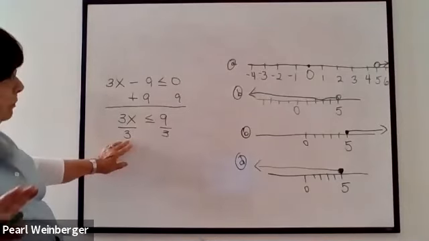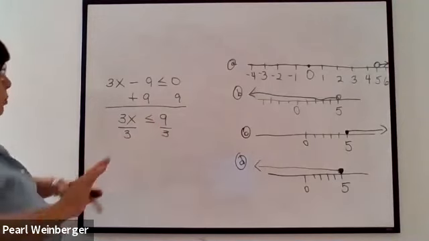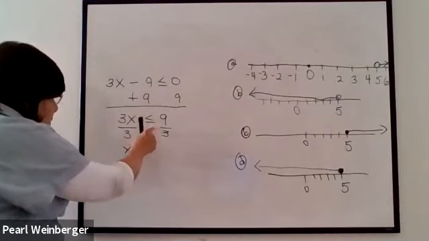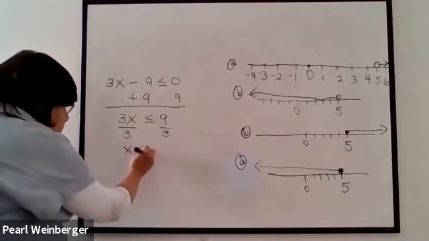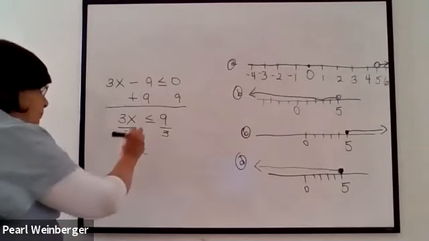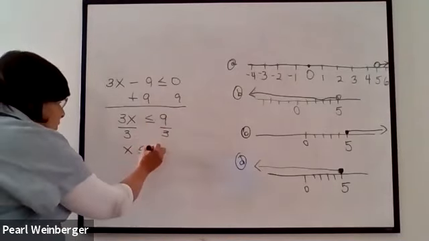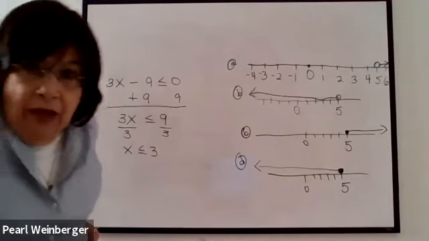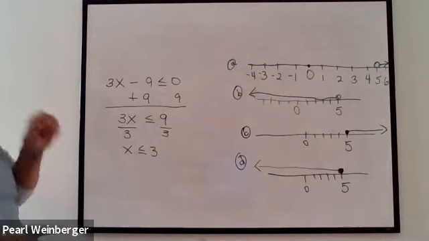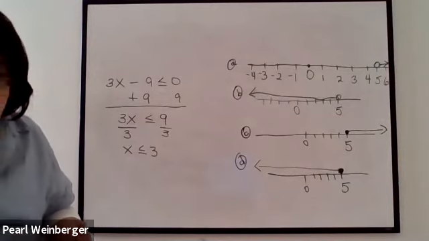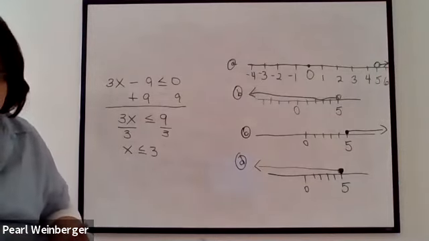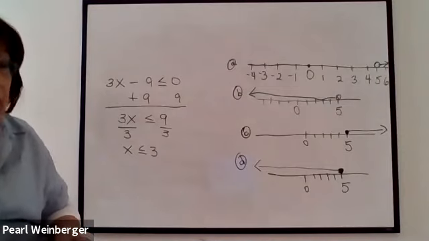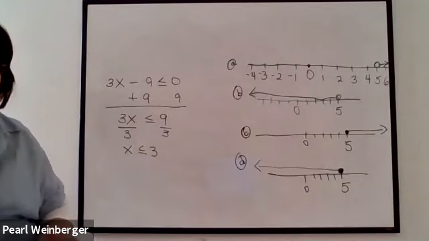So in this case, we're dividing by a positive number. We're going to get x on this side. This sign we're going to leave alone because we're dividing by a positive number. So we leave it less than or equal to, and 9 divided by 3 is 3. And this is called solving the inequality. Just like solving an equation meant get the x alone, solving an inequality is the same thing. You want to get the x alone.